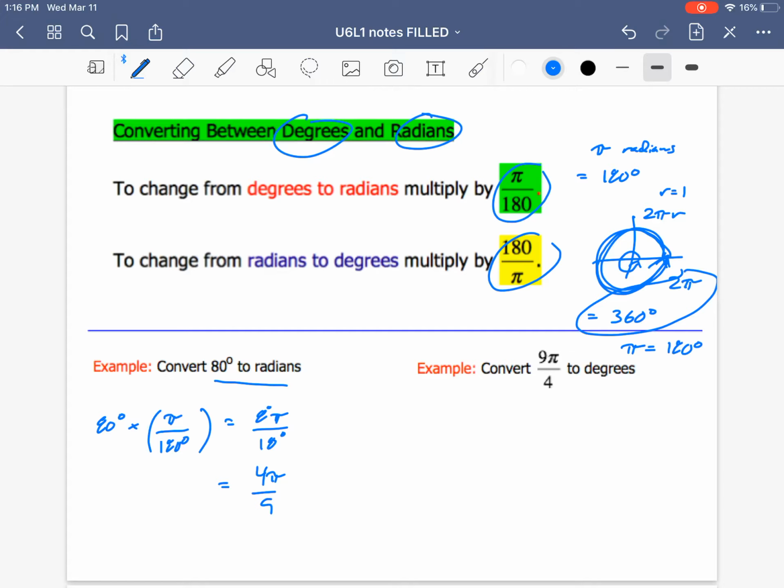Okay? And the second one, to go from 9 pi over 4 radians to degrees, well, I'm going to do the same thing, but I got to multiply by a different form of 1. So I got 9 pi over 4. I want degrees, so I'm going to put 180 degrees in the top, pi in the bottom. These will drop. 180 over 4 is 45 degrees. And 9 times 45 is 360 plus 45. I believe it's 405 degrees. Okay?